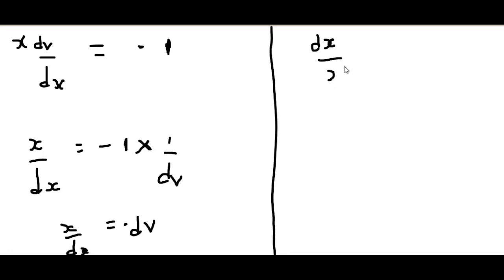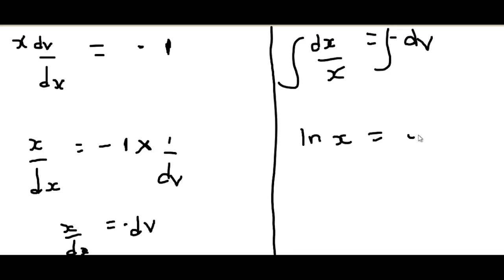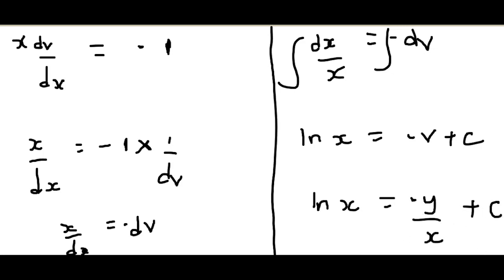So dx over x equals negative dv, since this is a negative, and when you integrate this side and this other side, you're going to be left with ln x equals negative v plus c. And as we know, y equals vx, so the value of v will be y over x, which gives ln x equals negative y over x plus c, and that's our answer.